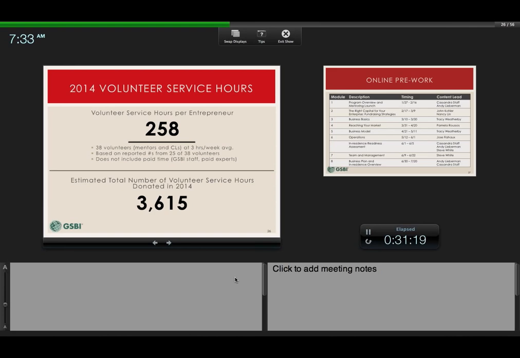And each volunteer in our program, we polled all of the volunteers, which includes the content experts and the mentors, and collectively they donated 258 hours per entrepreneur, and that's only for 14 entrepreneurs. So it's an incredible amount of time and energy that people put into this program, and it's a testament to, I think, the work that you all are doing and our belief in what you're doing as well. So that does not include staff paid time or anything like that.